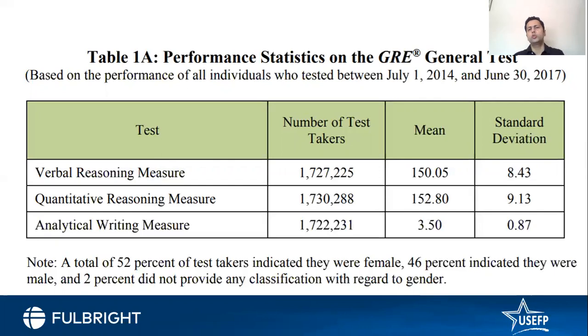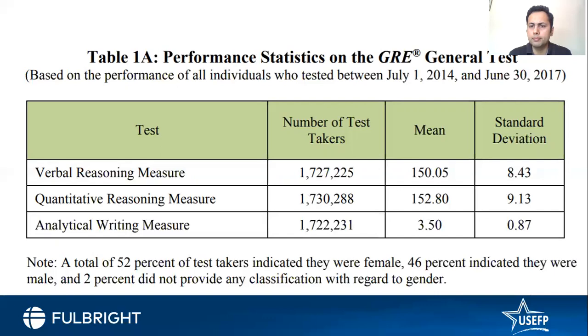So before we go into the tests, start solving a few questions, I would just show you the data. Between 2014 and 2017, 17 lakh people gave the verbal, and they had a mean score of 150 with a standard deviation of 8.43. In the quantitative, slightly more people gave the section, and they had a mean of 152. And then analytical writing, the mean was 3.5 and 0.87.